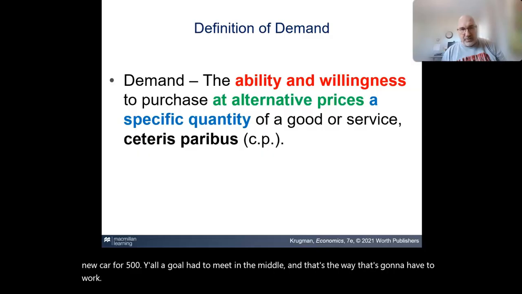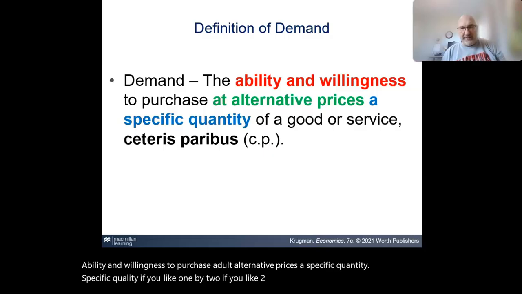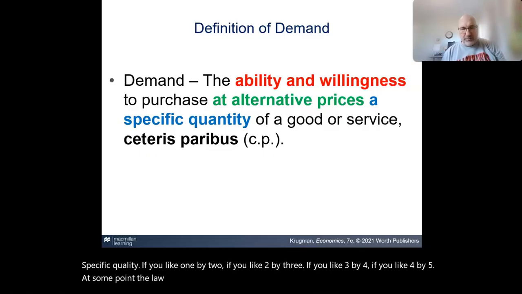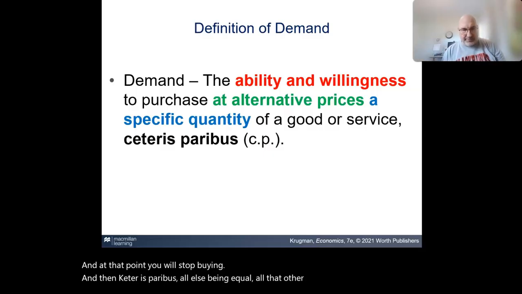All right. So ability and willingness to purchase at alternative prices a specific quantity. Specific quantity. If you like one, buy two. If you like two, buy three. If you like three, buy four. If you like four, buy five. At some point, the law of diminishing marginal utility will kick in, and at that point, you will stop buying. And then ceteris paribus, all else being equal. All that other stuff doesn't matter. That's all we're saying.